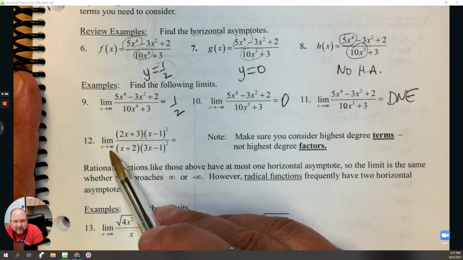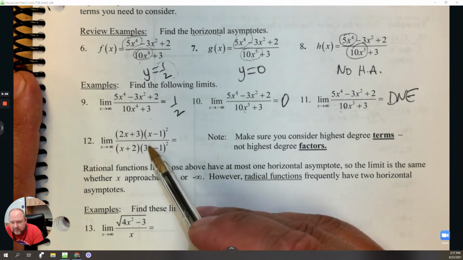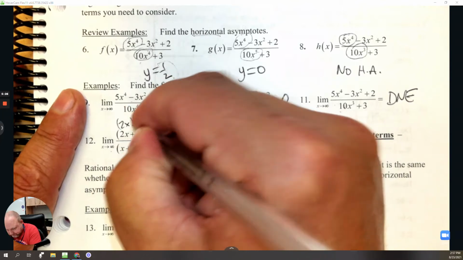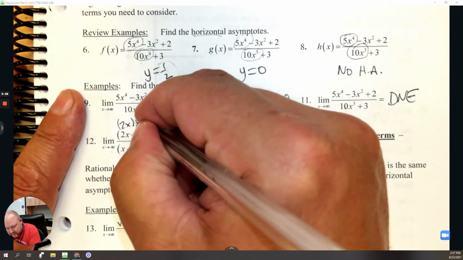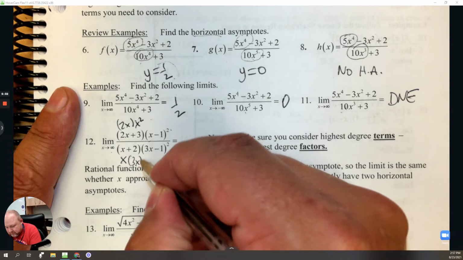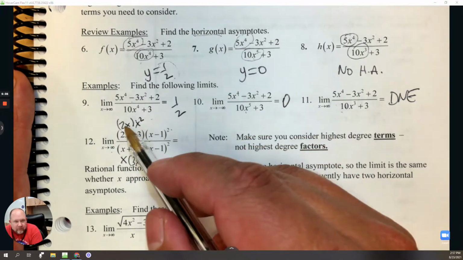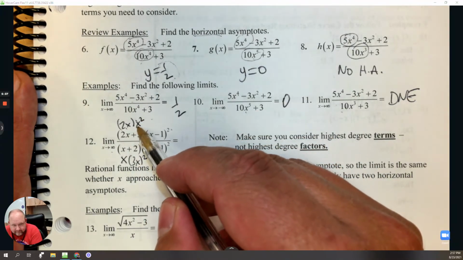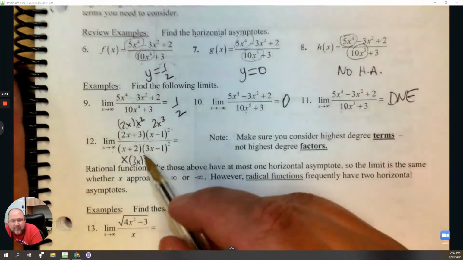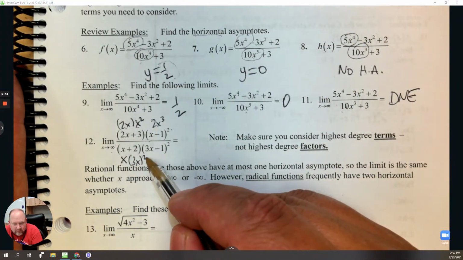At number 12, this one's a little more challenging because it's not multiplied out. So I have to multiply it out. So it's 2x times x squared. Here it's x times 3x squared. Got to be really careful. So 2x times x squared is 2x cubed. Here 3x squared is 9.